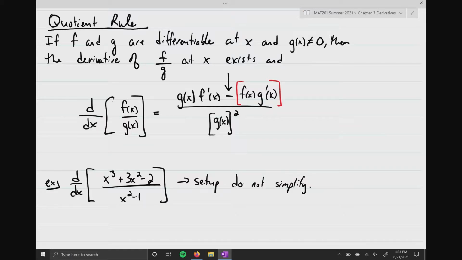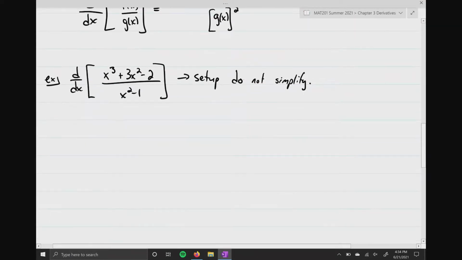So I have a pretty easy example here. Notice it says set up, do not simplify. So all we're going to do is find the derivative of x to the third plus 3x squared minus 2 all over x squared minus 1. The easiest way for me to approach this problem is I'm just going to label what I need. So I'm going to let f equal x cubed plus 3x squared minus 2. And then f prime is going to equal 3x squared plus 6x. Now, g is going to be the denominator, so that's going to be x squared minus 1. And g prime is going to be 2x.